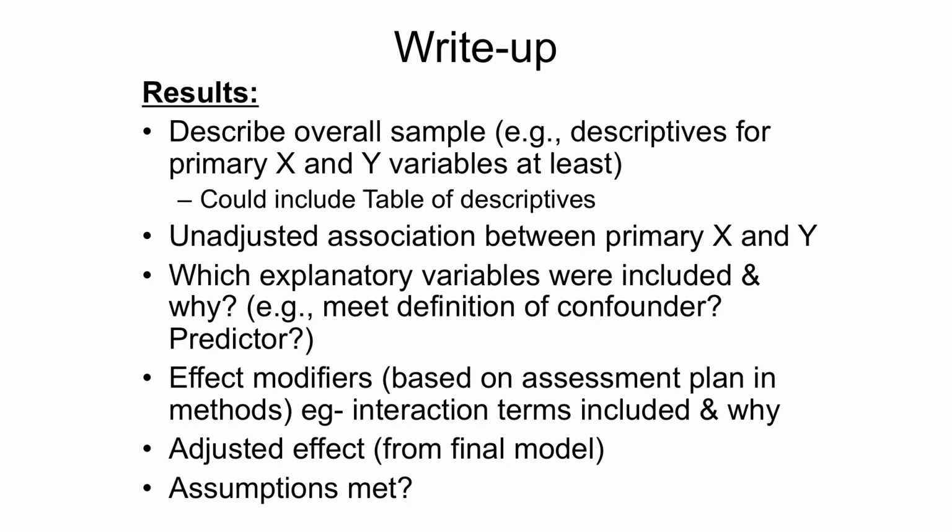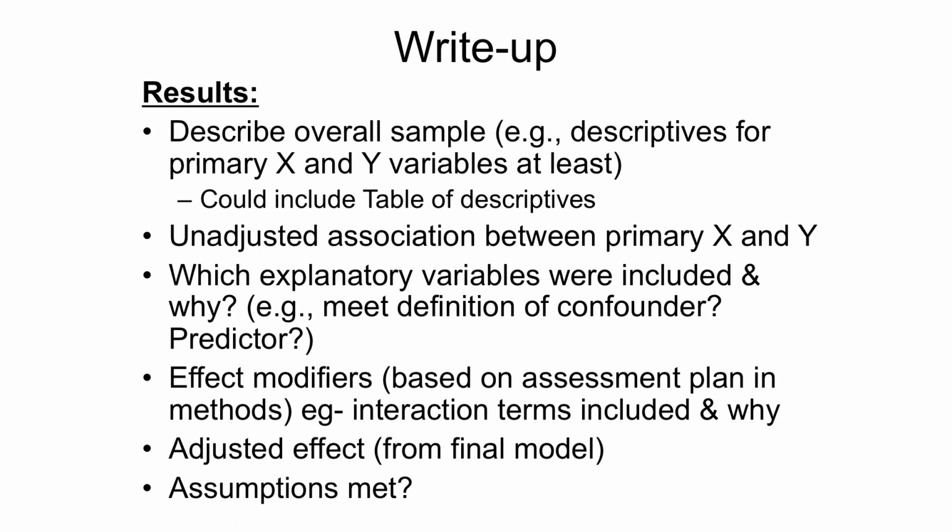So now let's turn to what you should include in your results section. Again, this is not an exhaustive list of what to include and may change depending on your research question and the analyses that you conduct. But it's more of a general guide about what you should address in your write-up. First, you want to describe your overall sample. This includes descriptive statistics for the primary explanatory and outcome variables at the very least. You might want to include a table of descriptives for your variables.